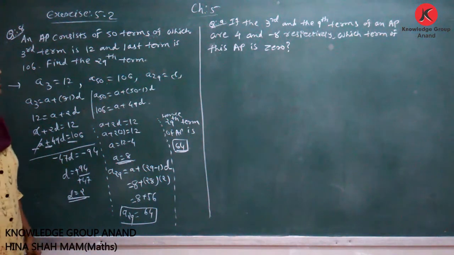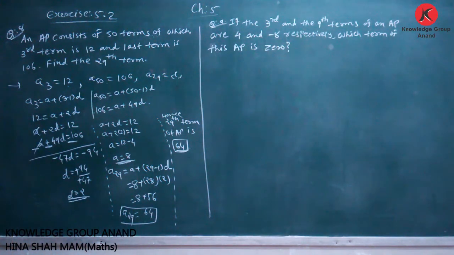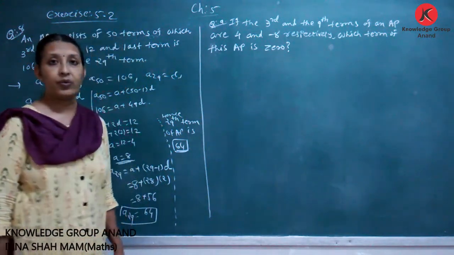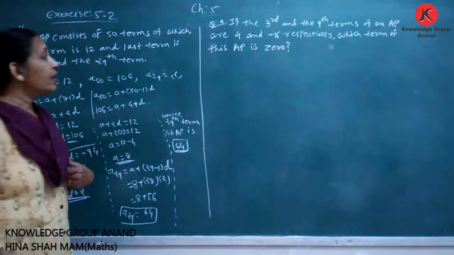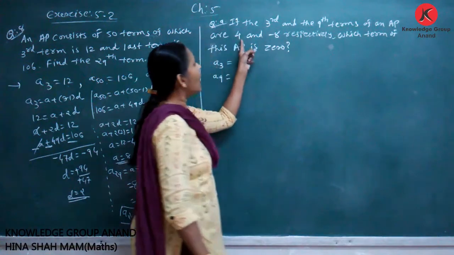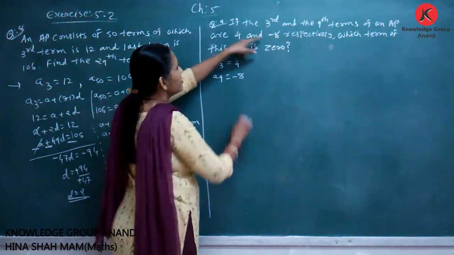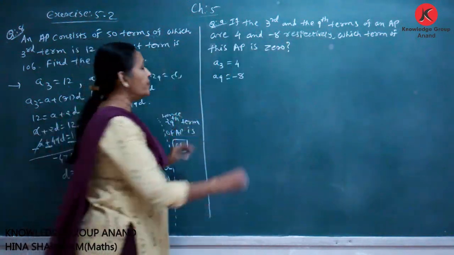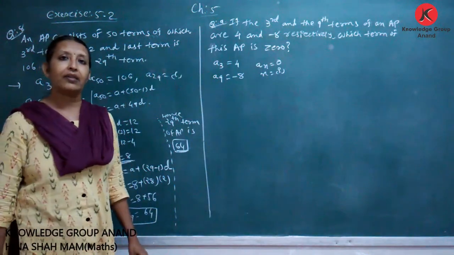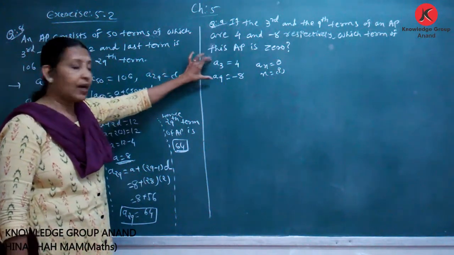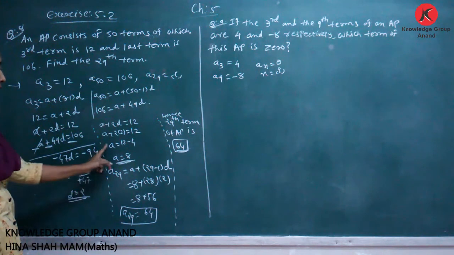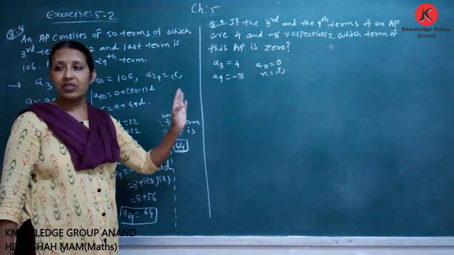Question number 9. If the third and the ninth terms of an AP are 4 and minus 8 respectively, which term of this AP is 0? Here the third and ninth terms, A3 and A9, of an AP are 4 and minus 8 respectively. Which term of the AP is 0? Find n. First we use these two terms to prepare two equations, then find A and D. Having A and D, we use an equal to 0 in the formula.